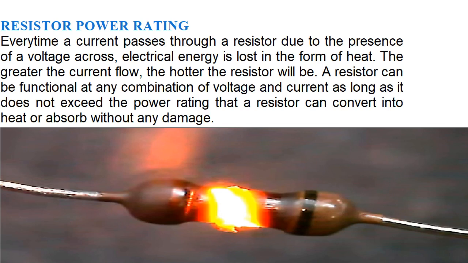Resistor power rating. Every time a current passes through a resistor due to the presence of a voltage across it, electrical energy is lost in the form of heat. The greater the current flow, the hotter the resistor will be. A resistor can be functional at any combination of voltage and current as long as it does not exceed the power rating that a resistor can convert into heat or absorb without any damage.